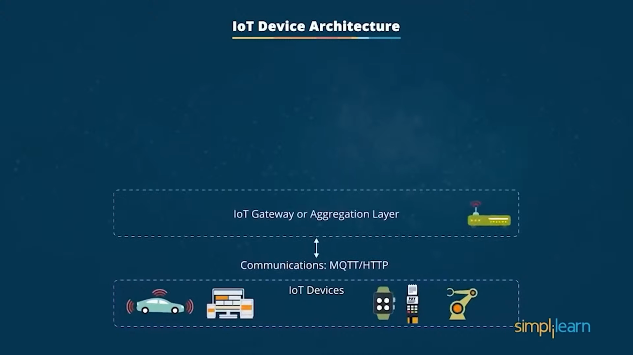Let's move on to the second layer, which is the IoT gateway or aggregation layer. This layer significantly aggregates data from various sensors. These 2 layers form the definition engine, and they set the rules for data aggregation.